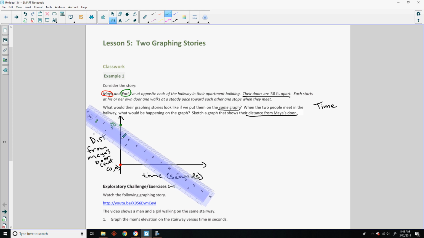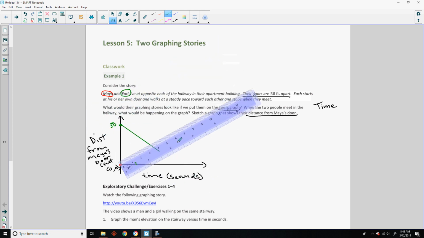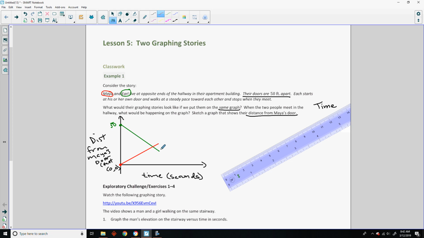So Earl leaves his door at the same time as Maya, going this direction. Maya leaves her door and heads in his direction at the same speed. So if his slope was negative 2, hers would be positive 2, because their rate of change, their absolute value rate of change, would be the same. And then they would meet right there at a certain time, which would be so many seconds. So that's what the graph would look like.